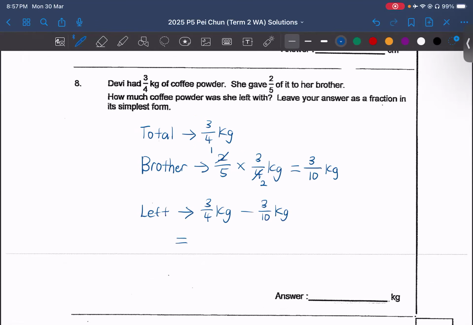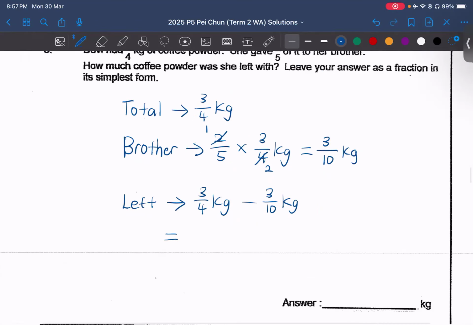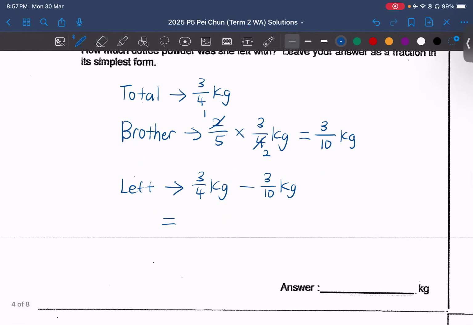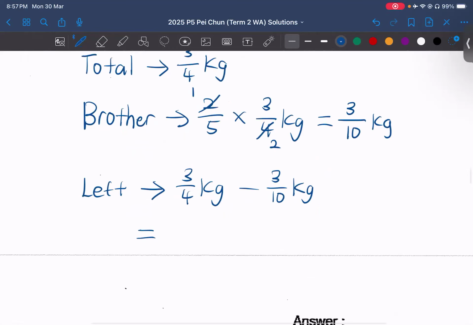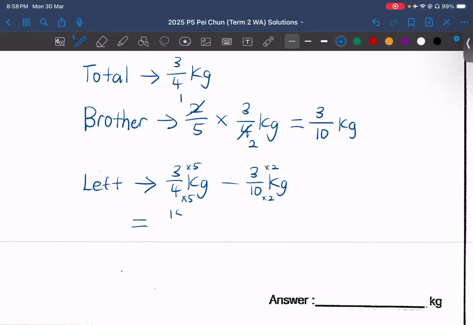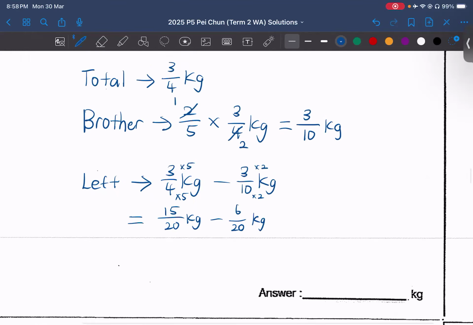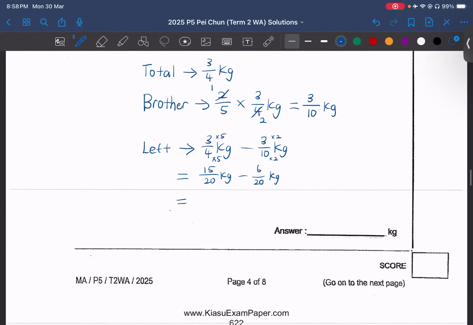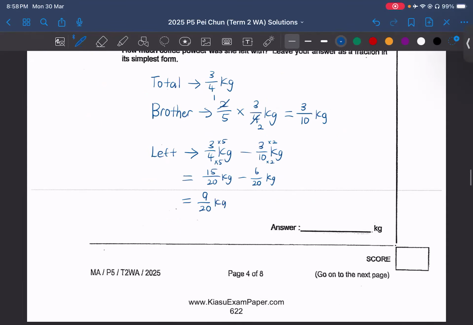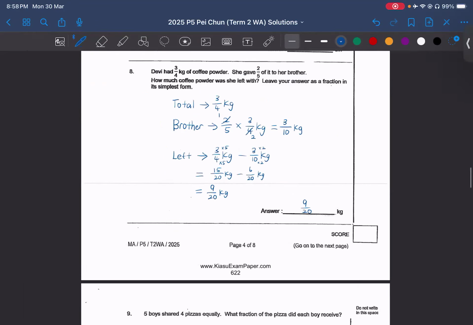Okay, so once again, they are unlike fractions, so we have to make the denominators the same. So the lowest common multiple of the 4 and 10 would be 20. So in this case, for 3/4, we need to multiply by 5 to both numerator and denominator. And then for 3/10, we need to multiply by 2 to both numerator and denominator. So what we get is 15 over 20 kg minus 6 over 20 kilograms. So 15 over 20 minus 6 over 20 will be 9 over 20. So your answer for this question will be 9/20 kilograms.